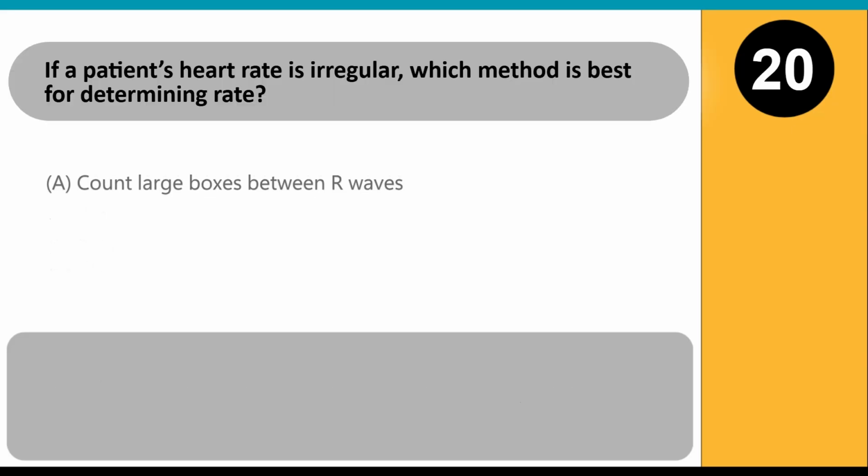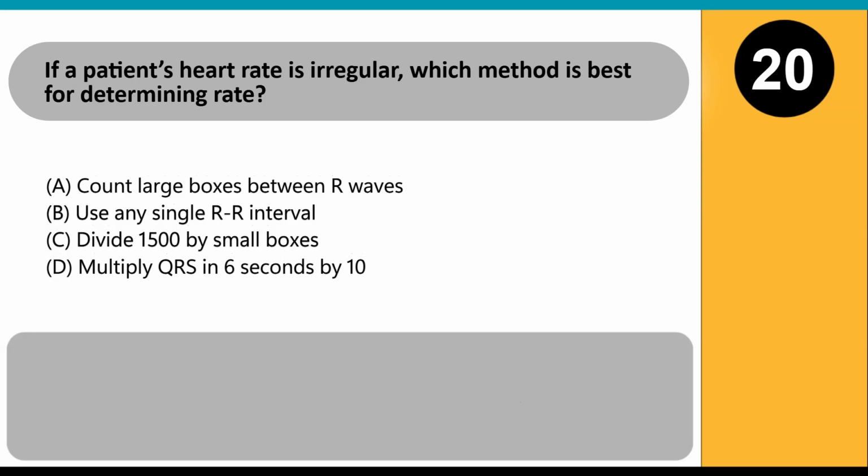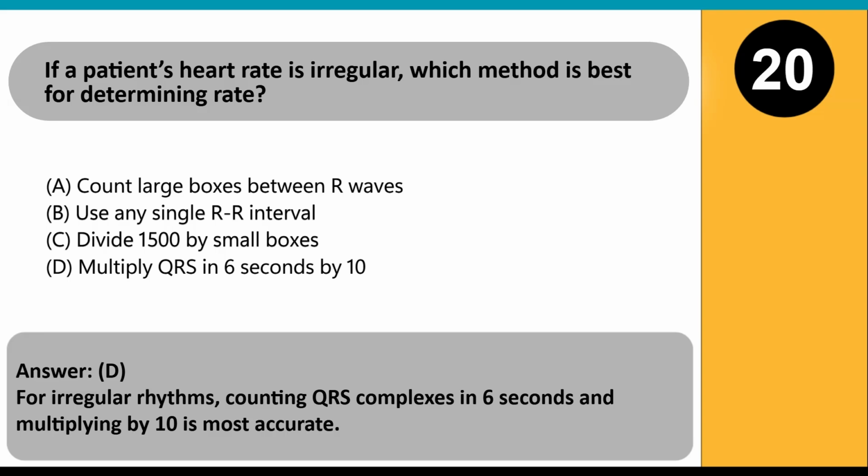If a patient's heart rate is irregular, which method is best for determining rate? A. Count large boxes between R waves. B. Use any single RR interval. C. Divide 1500 by small boxes. D. Multiply QRS complexes in 6 seconds by 10. Answer D. For irregular rhythms, counting QRS complexes in 6 seconds and multiplying by 10 is most accurate.